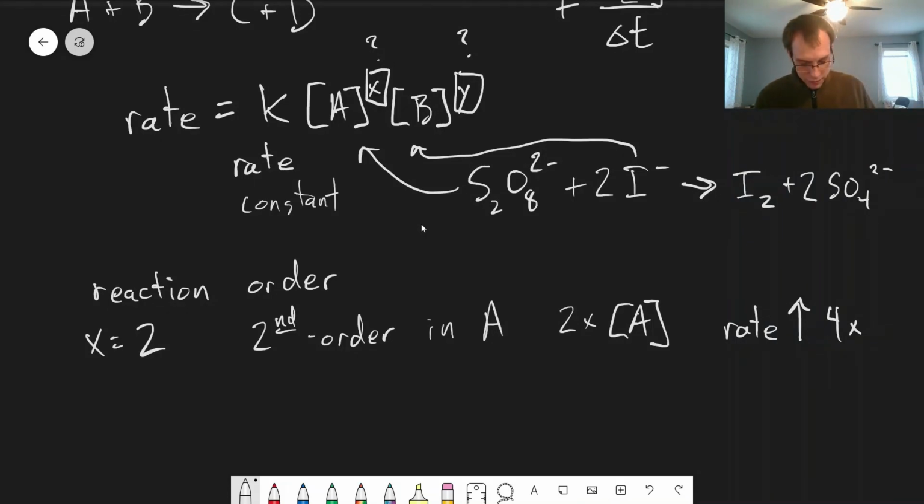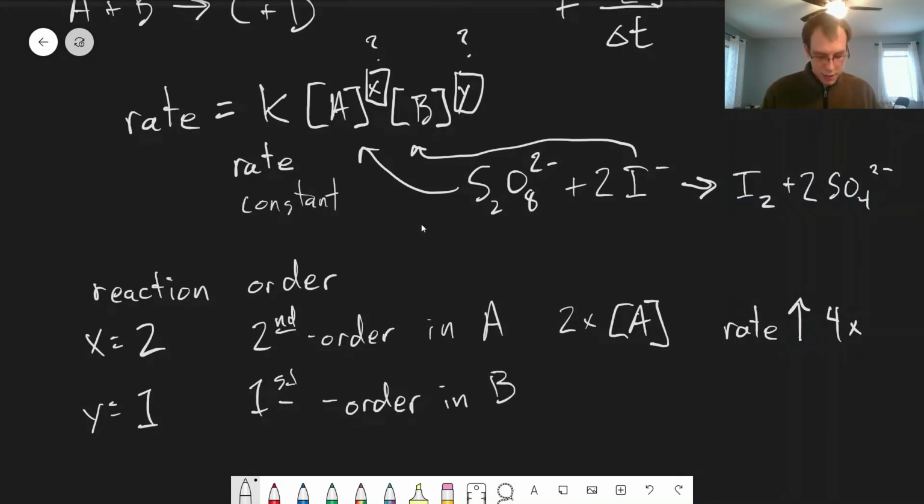We can also have different values, right? So maybe Y is equal to 1. We would call that first order. For this particular reaction, it would be first order in B, because Y is the exponent that goes with B here. So if we multiply the concentration of B times 2, the rate would still increase, but now only 2 times, because that squared is no longer there, right?